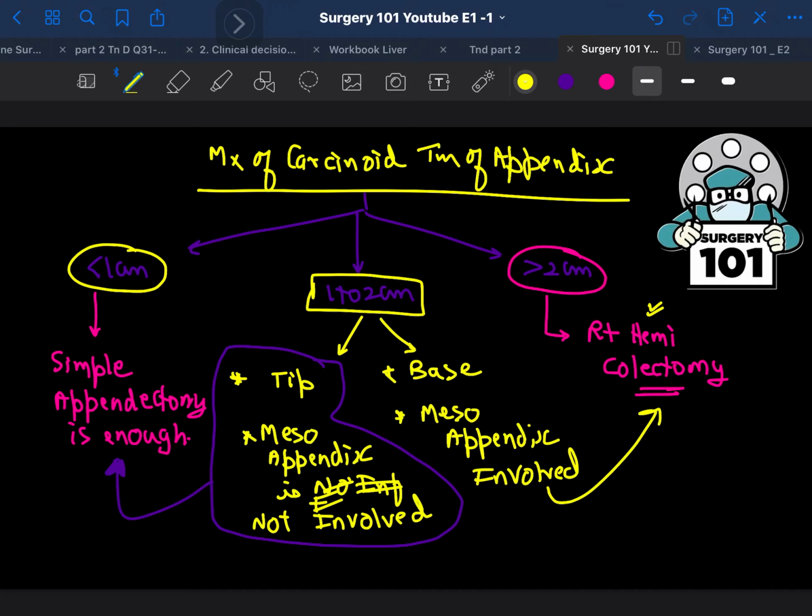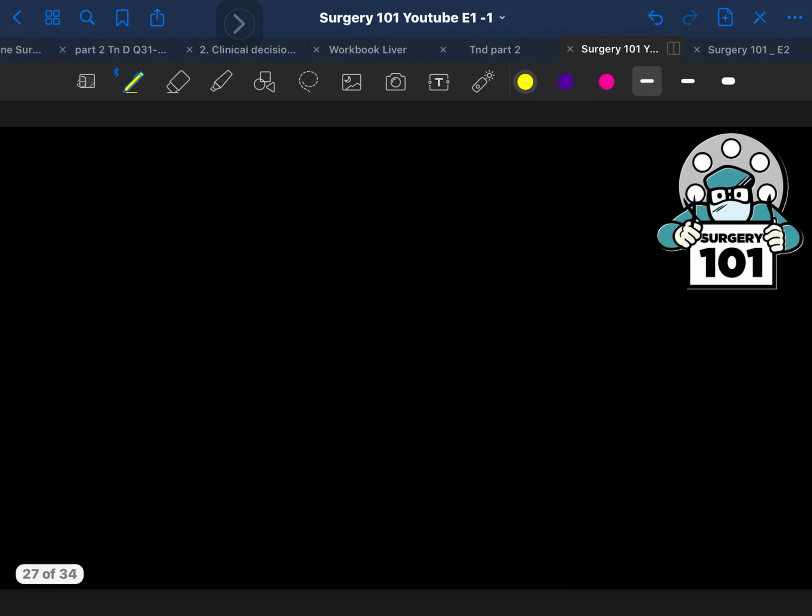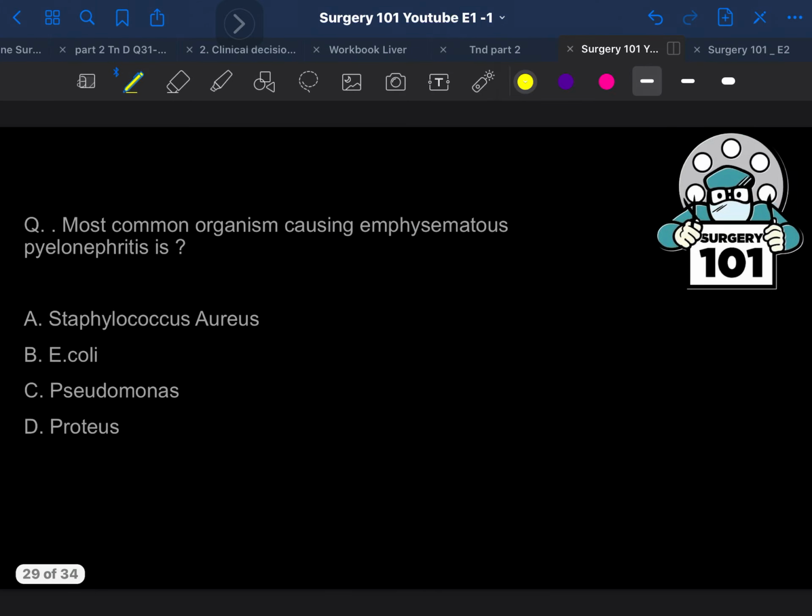If it is less than 1 centimeter, simple appendectomy is enough. If it is more than 2 centimeters, you have to go in for a right hemicolectomy. If the tumor is between 1 to 2 centimeters, if it is involving the tip or the meso appendix is not involved, then simple appendectomy is enough. If it is involving the base and the meso appendix is involved, you have to go in for a right hemicolectomy. Okay, right.